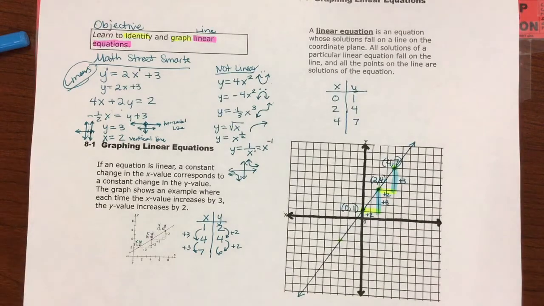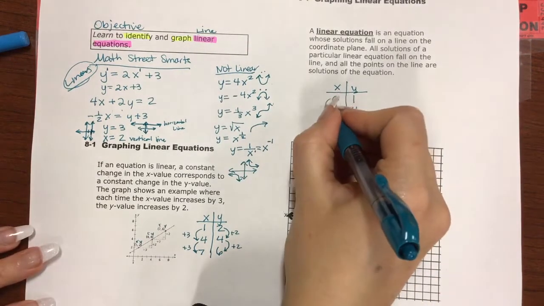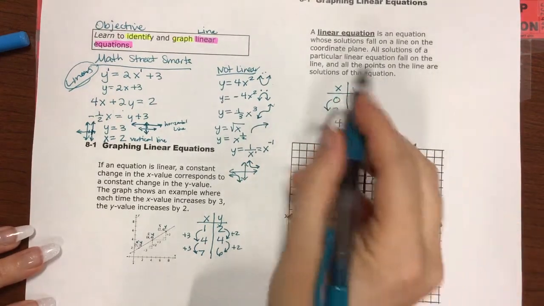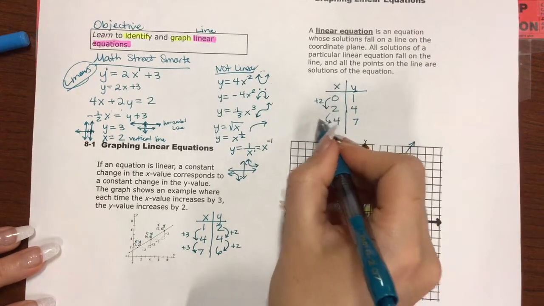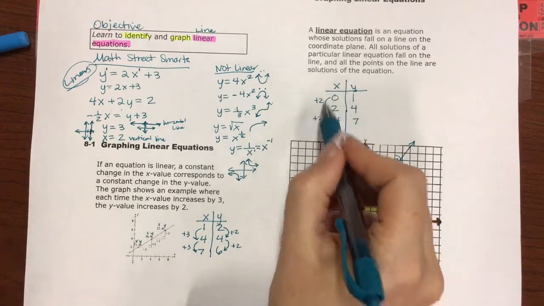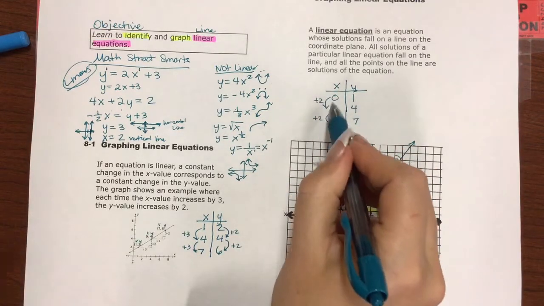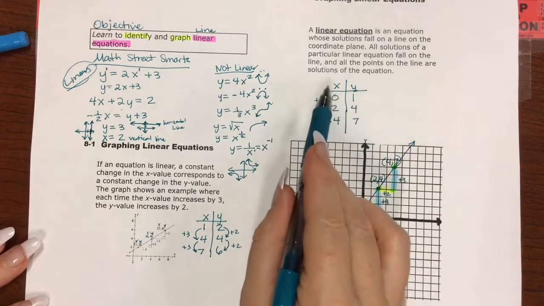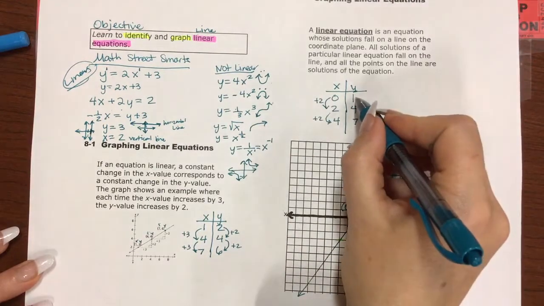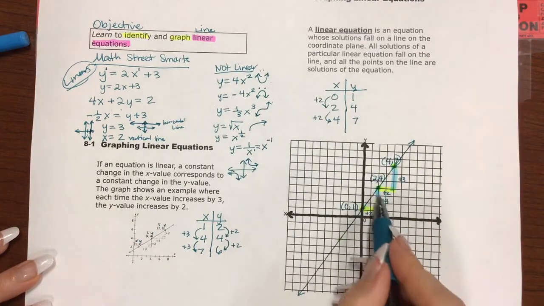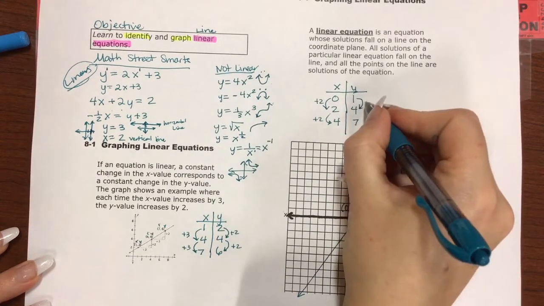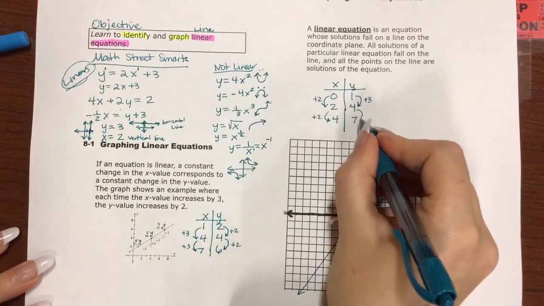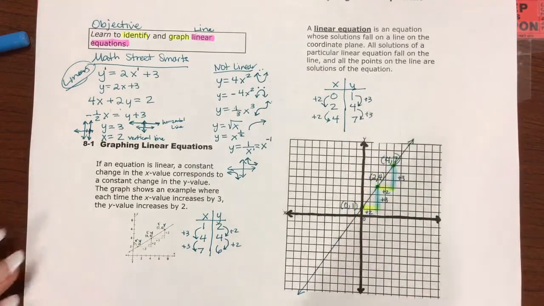All right? And if we look at the relationship between that, how do we go from 0 to 2? Well, we add 2. And how do we get from 2 to 4? Well, we add 2 again. So this is a constant change. Constant means it's the same thing. It's changing by 2 units each time with the x coordinate. Well, how is it changing with the y? Well, 1 plus 3 is 4, and 4 plus 3 is 7. So it is a constant change with the y as well.